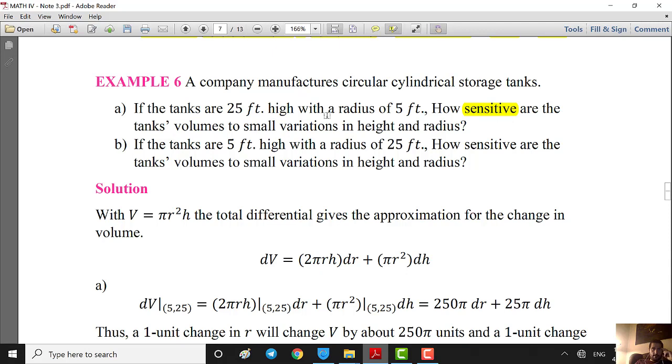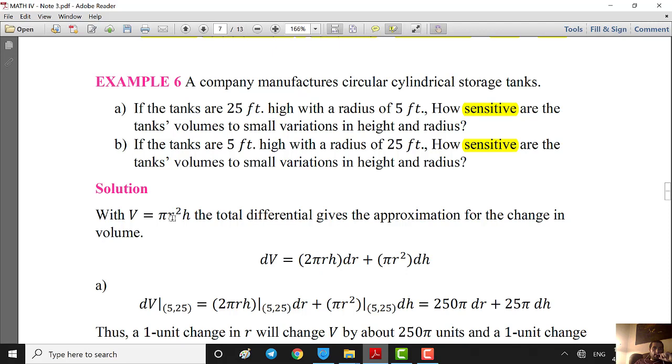Right, so in part A, the tanks have a long height and a small radius. In part B, tanks have a small height but a very big radius. Okay? And the question asks us about the sensitivity of the volume of these tanks to variables R and H.